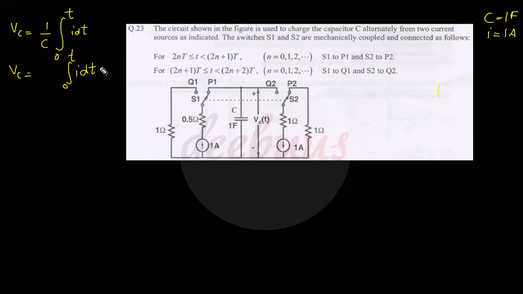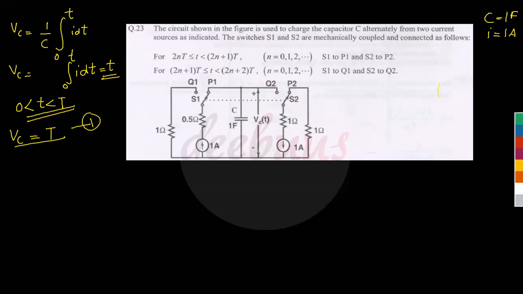Right, that is the integral from 0 to T of I dt, which equals T. So now we obtain the capacitor voltage for 0 less than t less than T. That means at t equal to T, the capacitor voltage is given by T itself. Now we are going to evaluate the capacitor voltage between T and 2T.